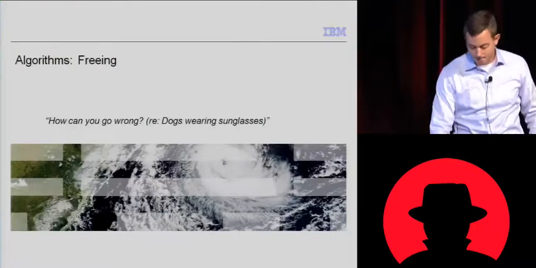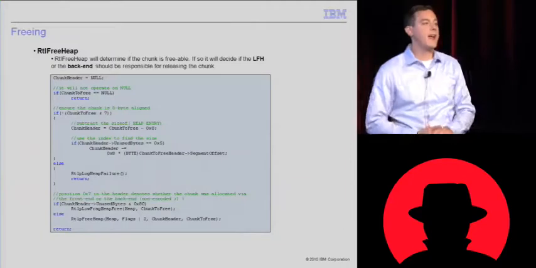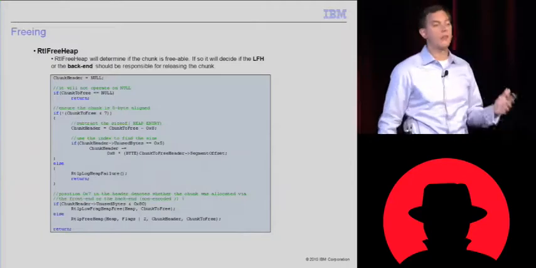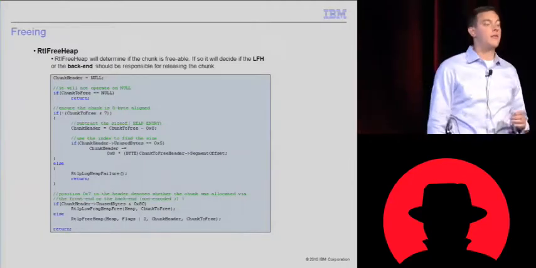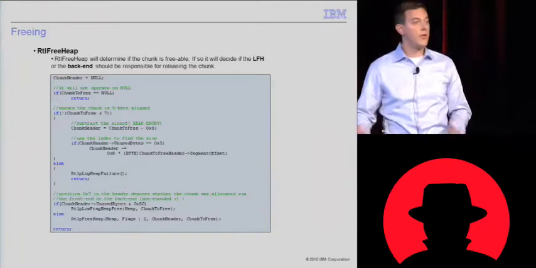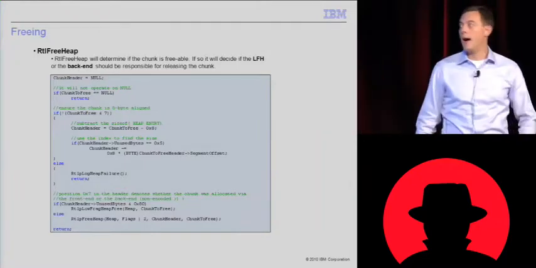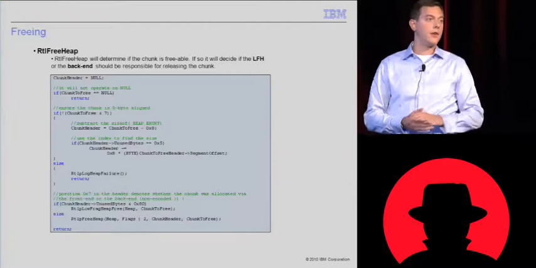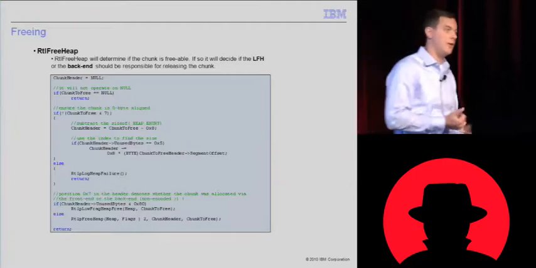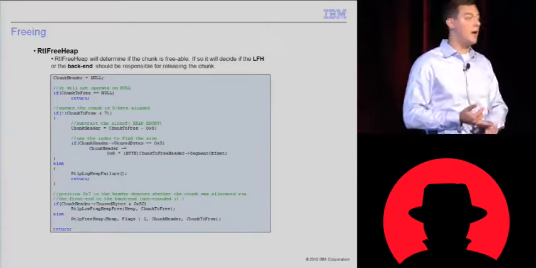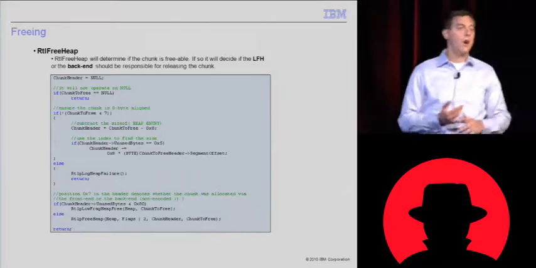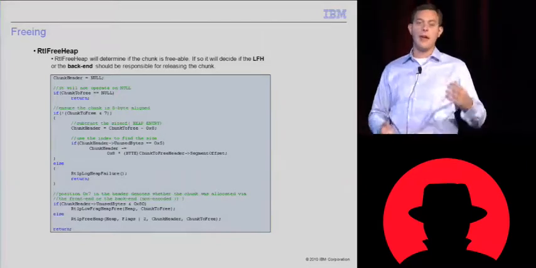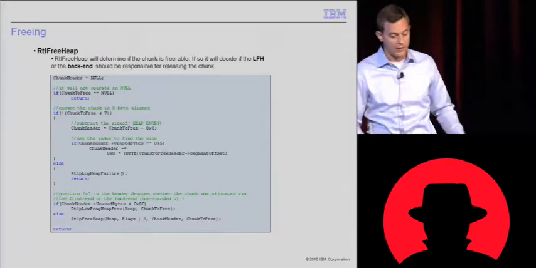Okay, on to freeing. Freeing, just like allocation, kind of has that stub function, RtlFreeHeap. And this is just going to determine whether you should use the low fragmentation heap or the back end. It will do a few checks first. If you pass it null, it will return to you. If you pass it a non-8-byte aligned memory address, it will log the heap failure and return to you. So you can't pass null or non-8-byte aligned addresses.